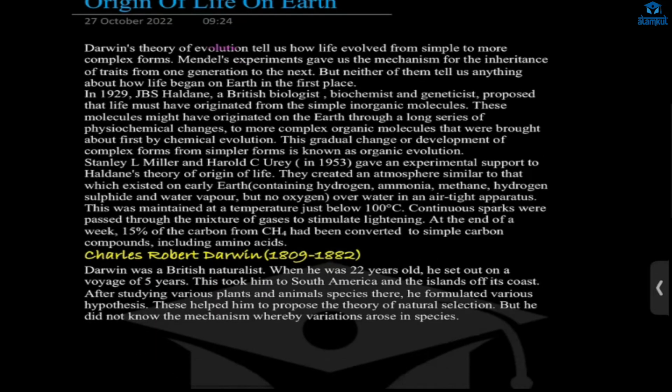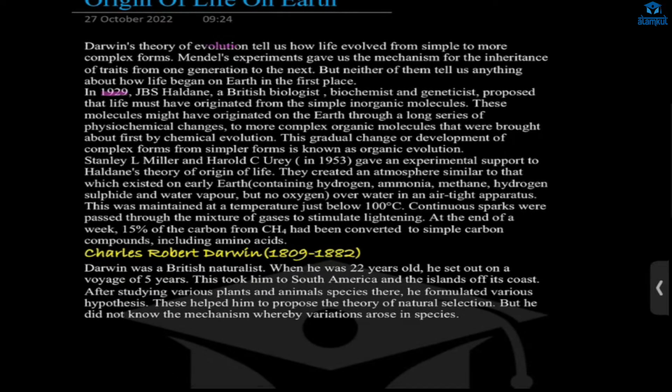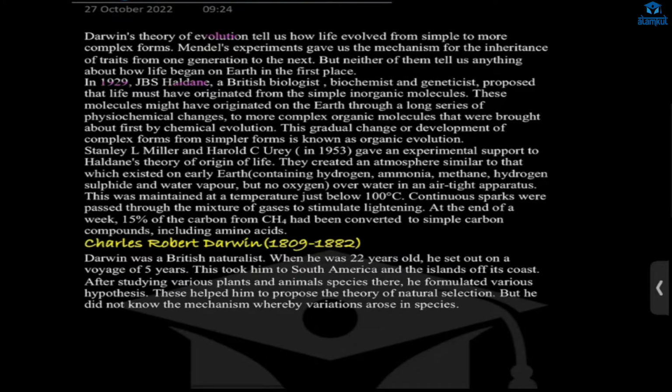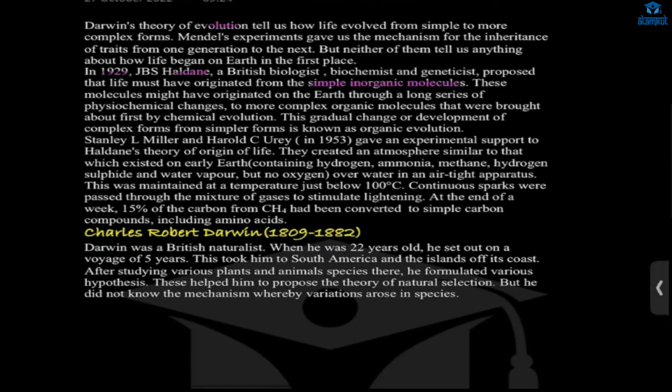But both of them didn't tell how life on Earth happened. Okay, so in 1929, JBS Haldane proposed a theory that simple life originated from simple or inorganic molecules. Okay, and here, these inorganic molecules will undergo some changes and form organic molecules by chemical reaction, and after that, more complex forms will form, and this is called organic evolution.